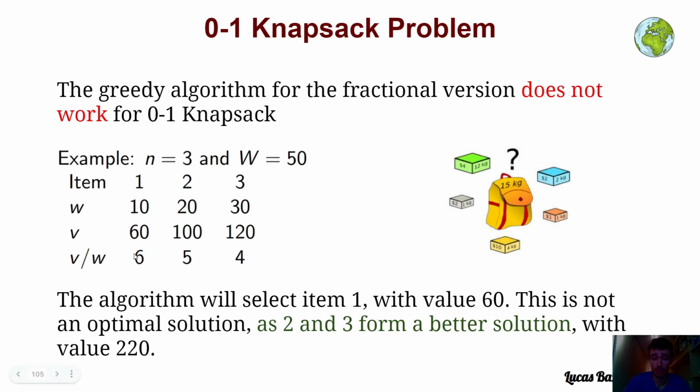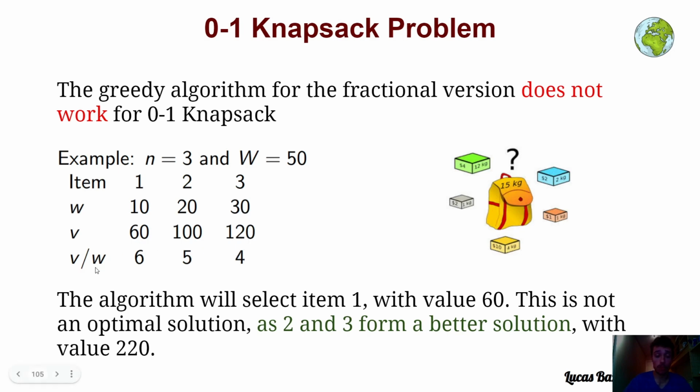Suppose that we have this example with only 3 items, so the value n is 3, and the total capacity, the total weight that we can put inside this knapsack, is 50. Following the previous approach, we calculate the ratio value over weight of each item, so we divide V by the weight W for each item i. For the first one, we divide 60 by 10, this gives us 6. Here we divide 100 by 20, this gives us 5, and here 120 by 30, this gives us 4.